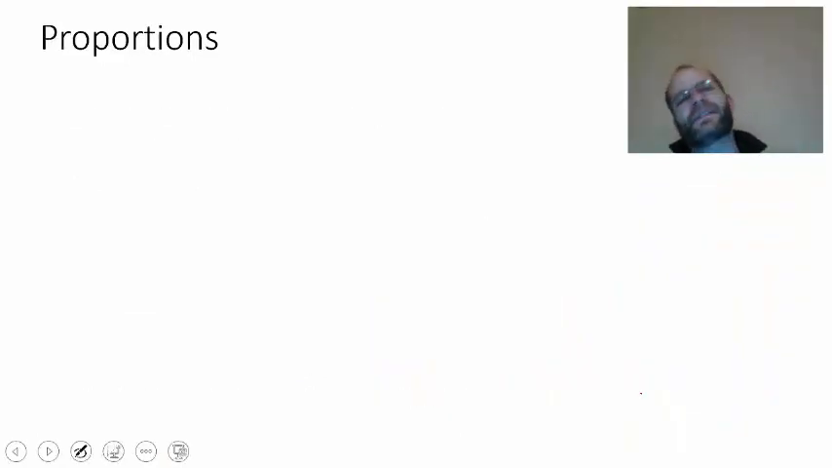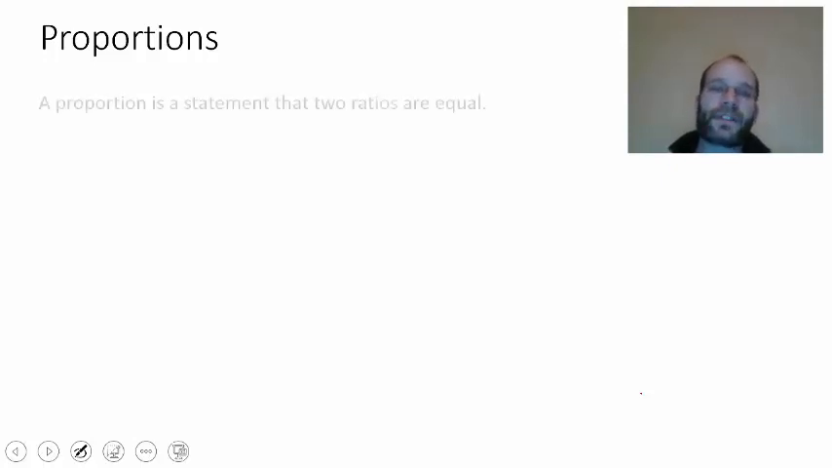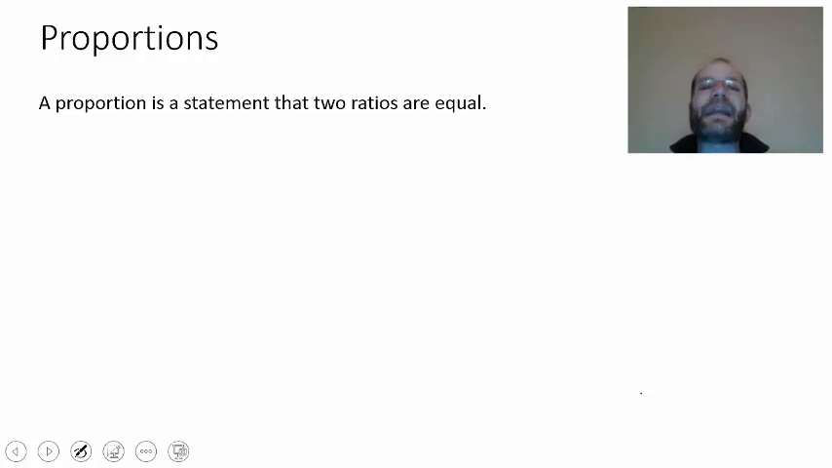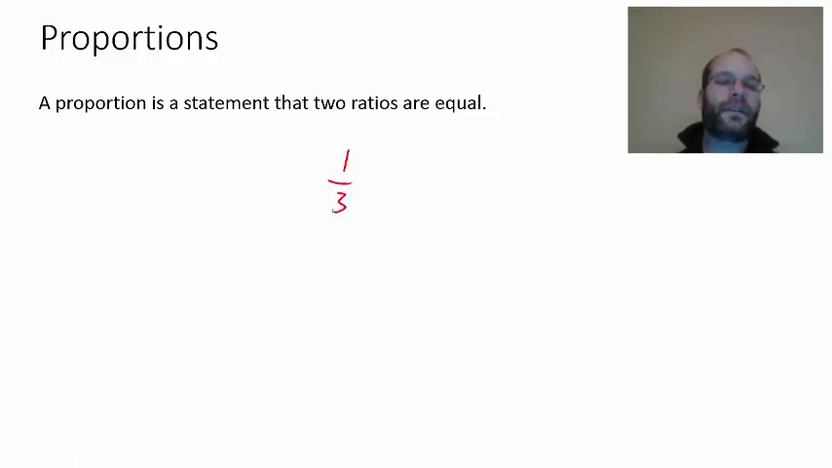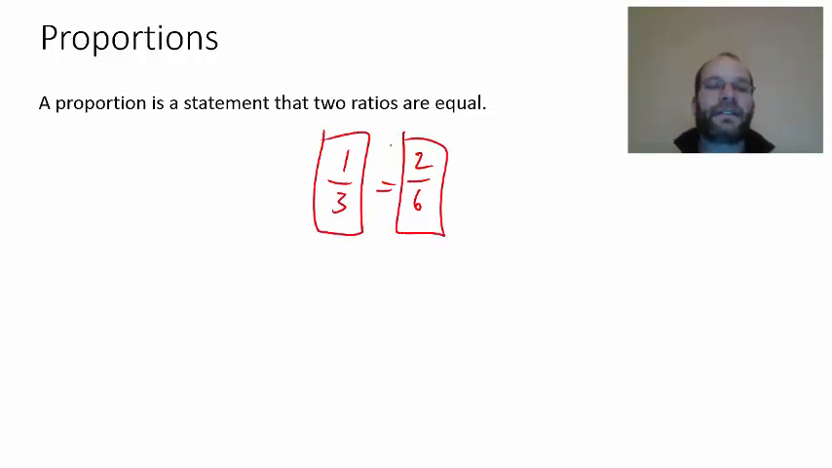The thing we need to look at is our proportion. And again, we should probably ask the question, well, what is a proportion? A proportion is very simply a statement that two particular ratios are equal. So as an example, 1/3 equals 2/6. Notice I have a ratio on the left, I have a ratio on the right, and I'm saying that they're equal. Well, that's what a proportion is.